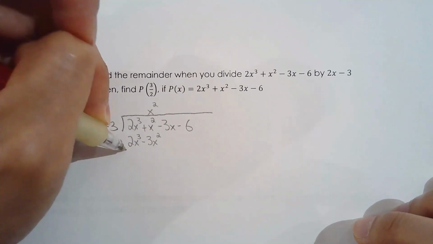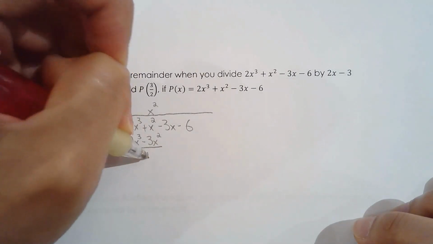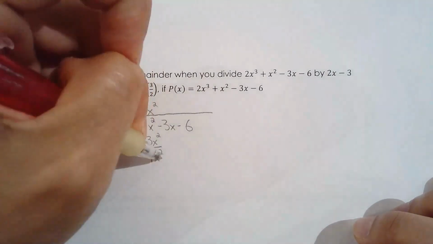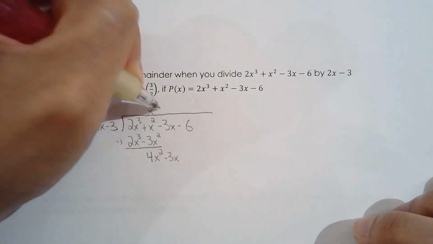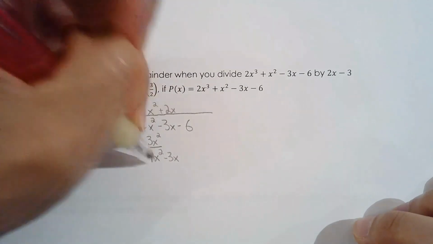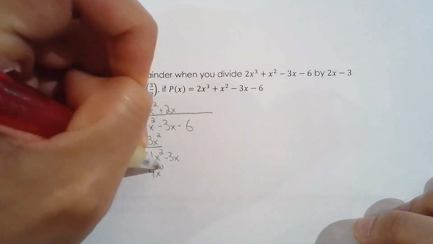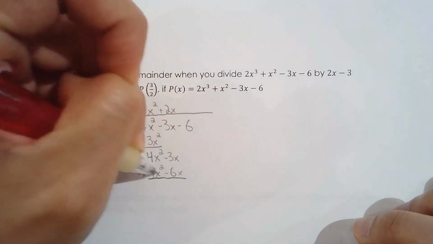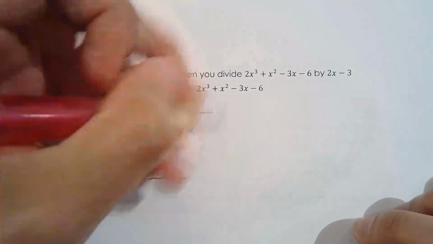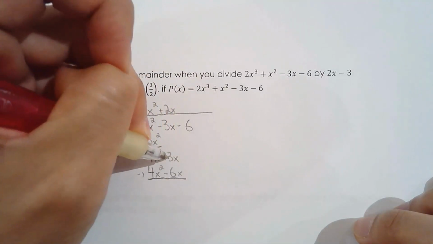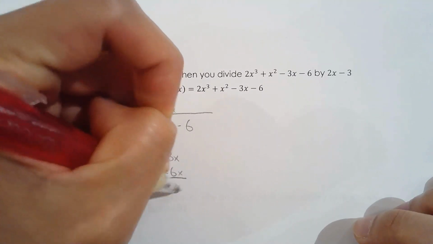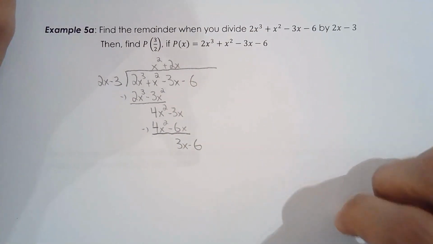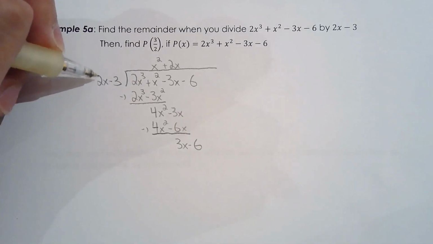So this is going to give me 4x squared. Be careful, 1 minus negative 3 is 4. Then I multiply by 2x. 2x times 2x is 4x squared. Beautiful. Negative 6x. Negative 3x minus 6, so it's basically negative 3 plus 6, which is 3x. Bring down the next term, negative 6. Let's keep going. Ooh, this one's a little tricky.